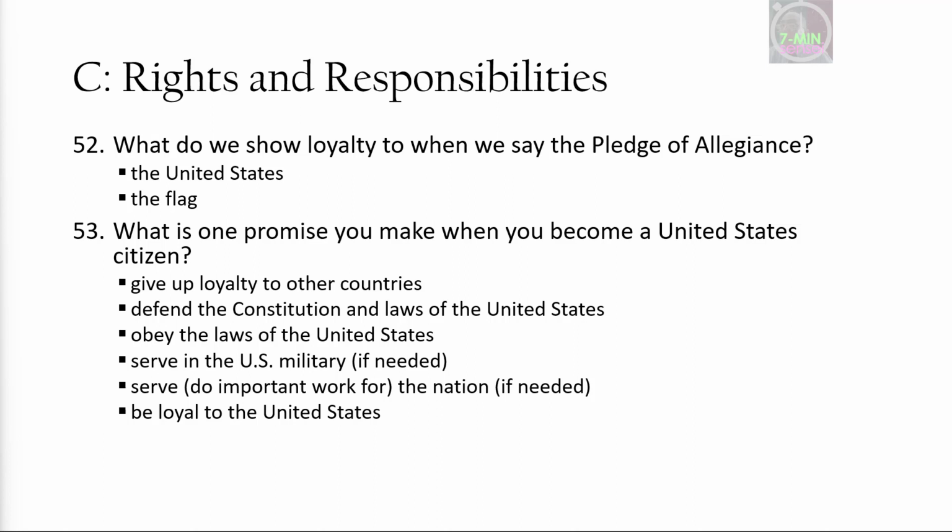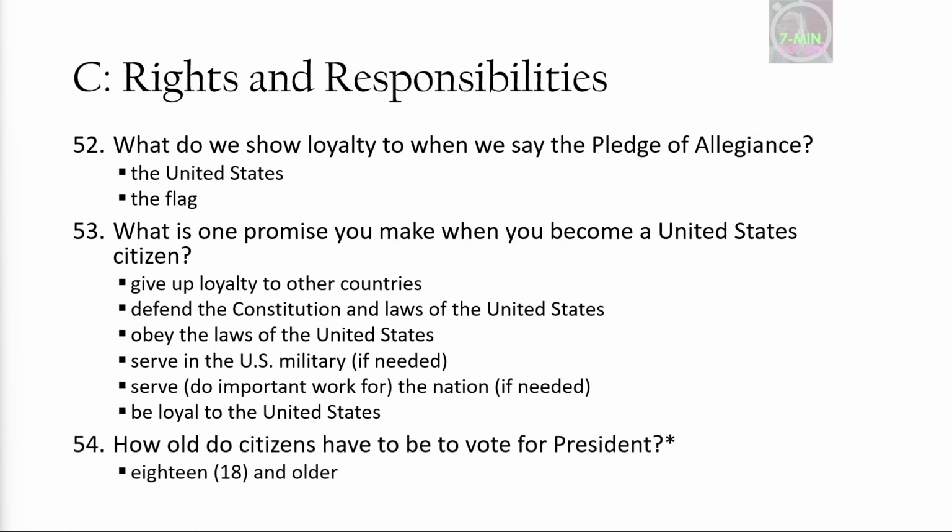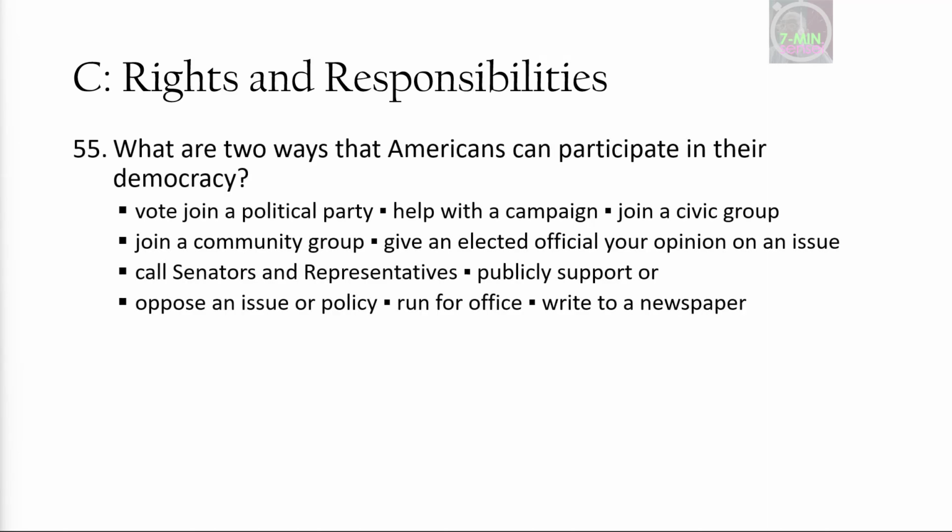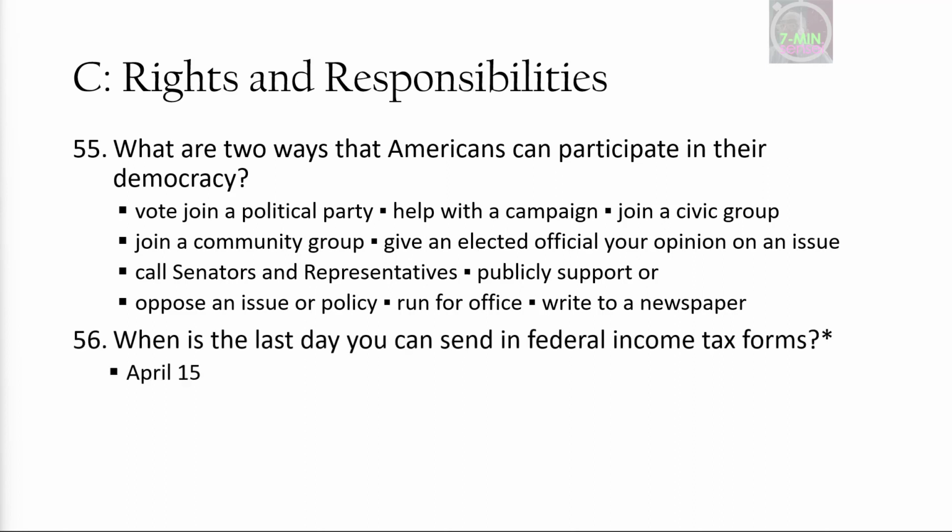How old do citizens have to be to vote for president? 18 and older. C. Rights and responsibilities. What are 2 ways that Americans can participate in their democracy? Vote, join a political party, help with a campaign, join a civic group. Join a community group, give an elected official your opinion on an issue. Call senators and representatives, publicly support or oppose an issue or policy, run for office, write to a newspaper.